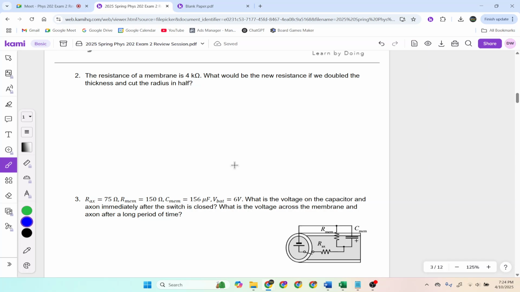So then number 2, the resistance of a membrane is 4 kiloohms. What would be the new resistance if we doubled the thickness and cut the radius in half? A very famous problem because it is a comparison problem, which we saw in Physics 1, and we also saw on the first exam, right? So the way we solve comparison problems is I solve it twice. Solve what twice? Well, in this question, it's asking about the resistance of the membrane.